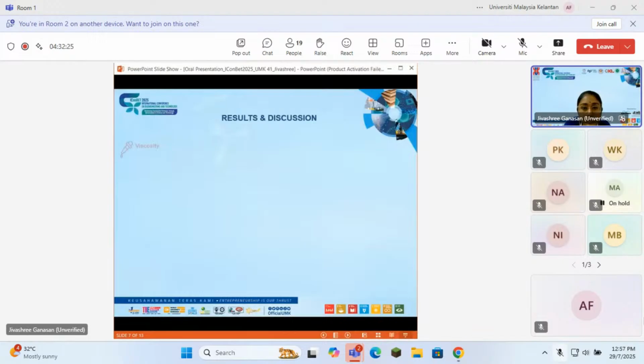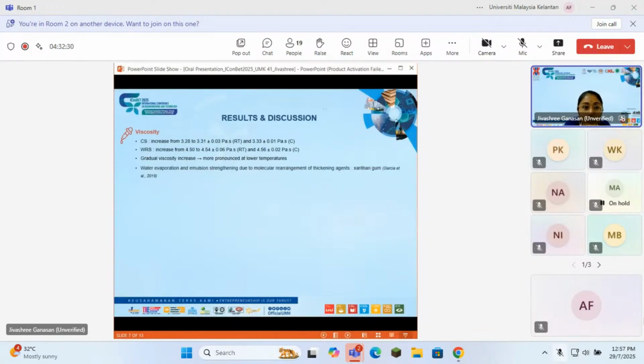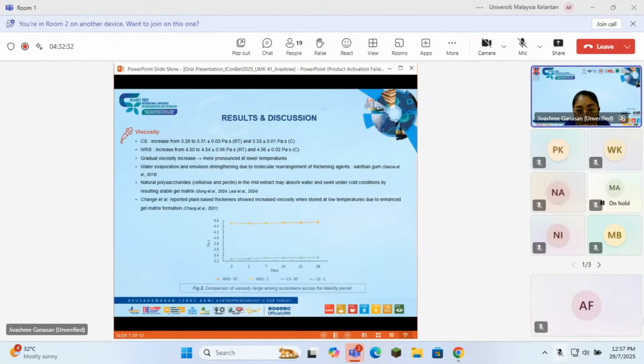And the third physicochemical parameter is viscosity. It is also another crucial parameter for sunscreen stability, because most consumers prioritize the consistency of their sunscreen. As we can see from the result, the commercial sunscreen has increased slightly over time at both room temperature and chiller. Similar to watermelon rind sunscreen, there was a gradual increase in viscosity, particularly under cold storage condition.